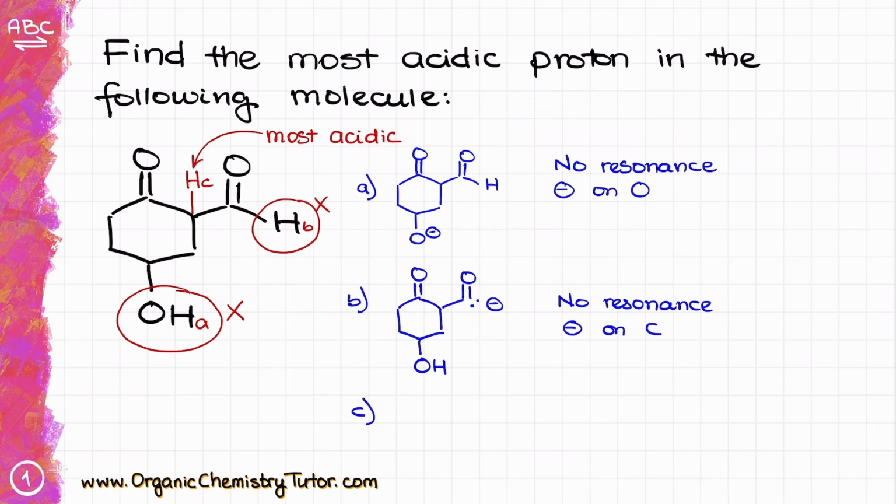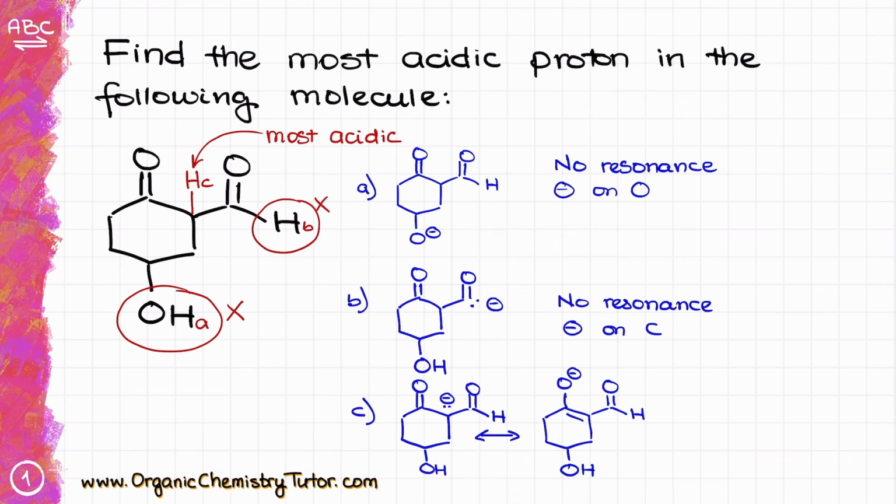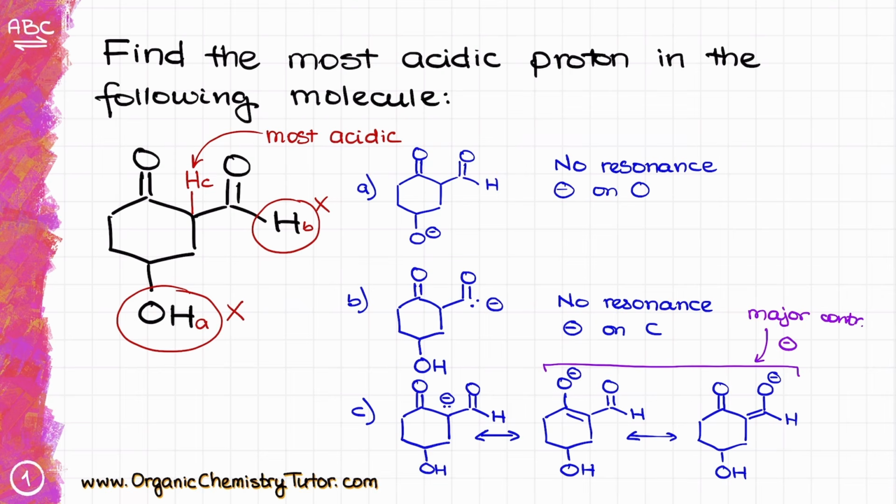Finally, if I pull off the proton C, then I'm going to get a conjugate base that looks like this. And the important feature of this conjugate base is that it does have resonance contributors stabilizing our negative charge. We can draw one resonance contributor looking like this, and I can also draw another resonance contributor that's going to look like that. And what jumps at me right away is that these two resonance contributors that I just drew, those ones, they are going to be the major contributors, and on top of that, the negative charge on those is going to be sitting on the oxygen atom.